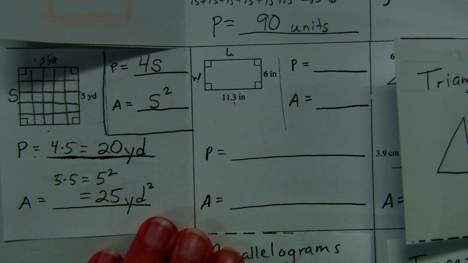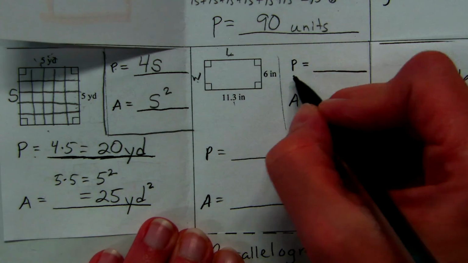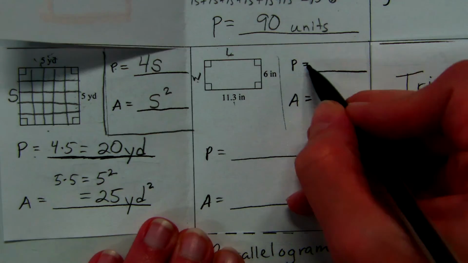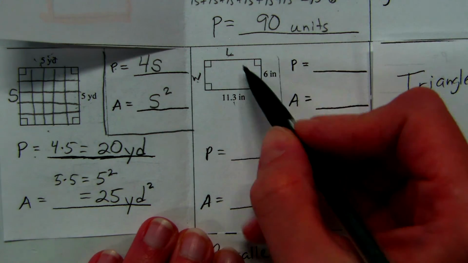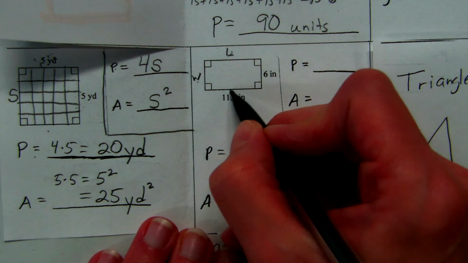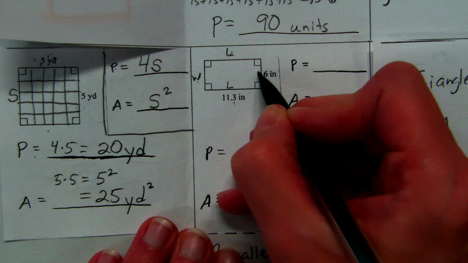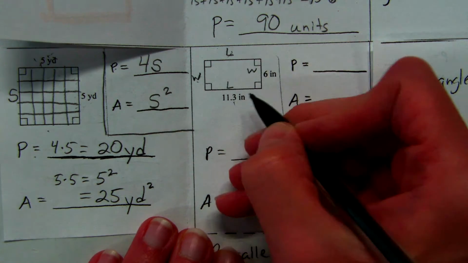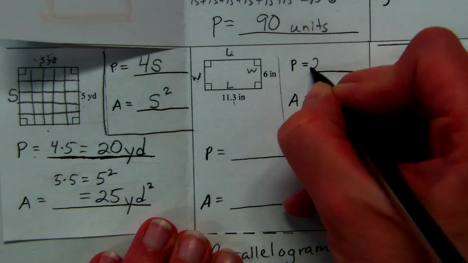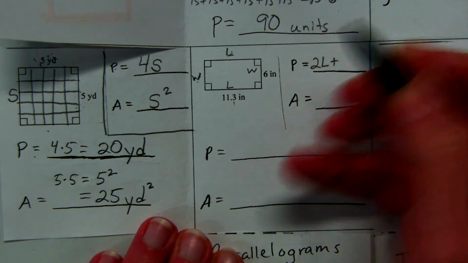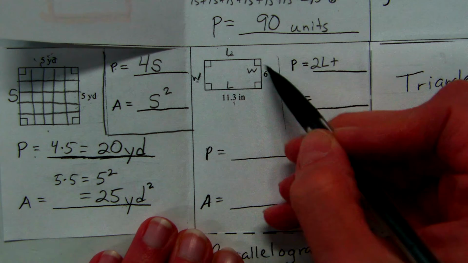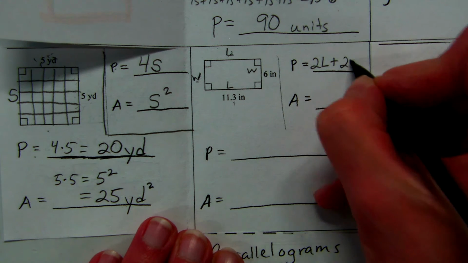It'd be crazy to draw. But if I know that, I just have to do that. All right, so for the perimeter on this, I would add this length with this length, and that width with that width. How many lengths do I have? 2. So if I want to do a formula, I can do 2 lengths, and then plus, how many widths do I have? 2. 2 widths.